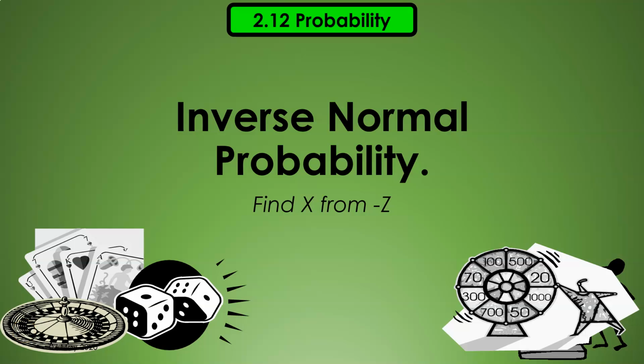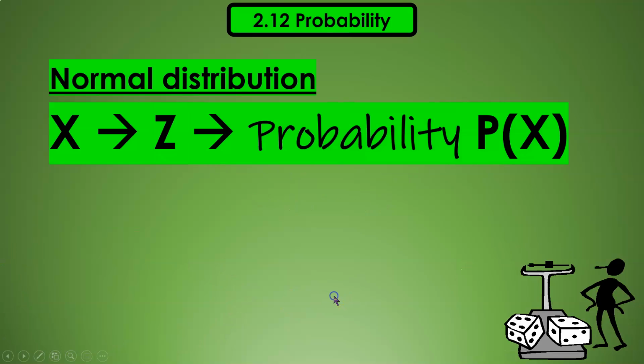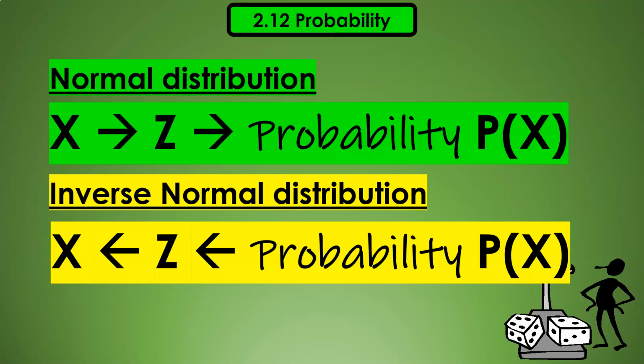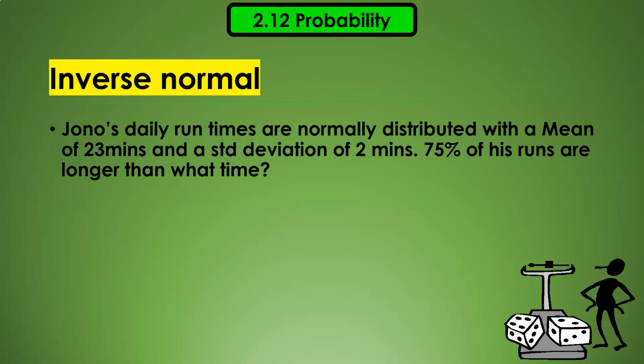Hi, today's lesson is about inverse normal probability, finding x with negative z-scores. So we've talked about, just a reminder, normal distribution is when we go from the x real world value, find a z-score, and then the probability. Inverse normal is when we go the opposite direction. We have the probability, we need to go back and find the x value.